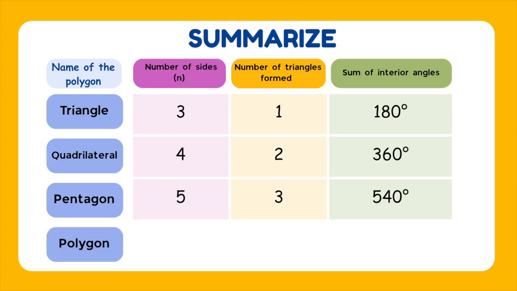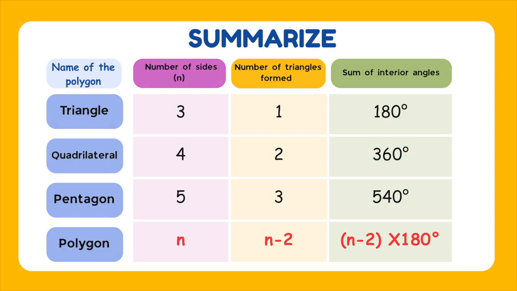Now, let's try to use this technique to generalize and derive the formula for the sum of the interior angles of a polygon. Number of sides, n. So, number of triangles will be 2 less, right? That is n minus 2. Hence, sum of the angles of the polygon will be (n minus 2) into 180 degrees.